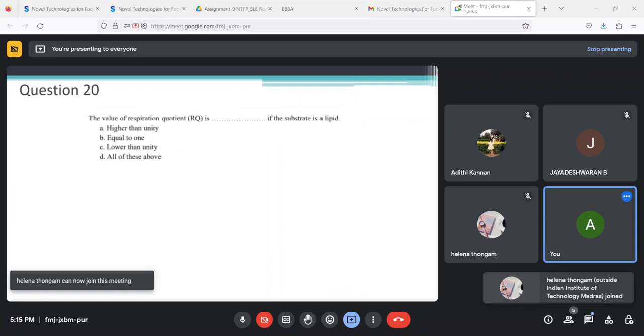Okay. So moving to the last question. The value of the respiration quotient is dash if the substrate is a lipid. So which one of these is the correct answer? So this is similar to the first question that we discussed in the class. So which of these is correct? What is the respiration quotient if the substrate is a lipid?